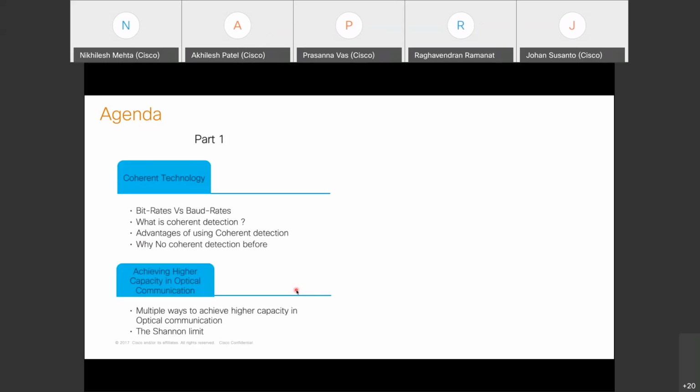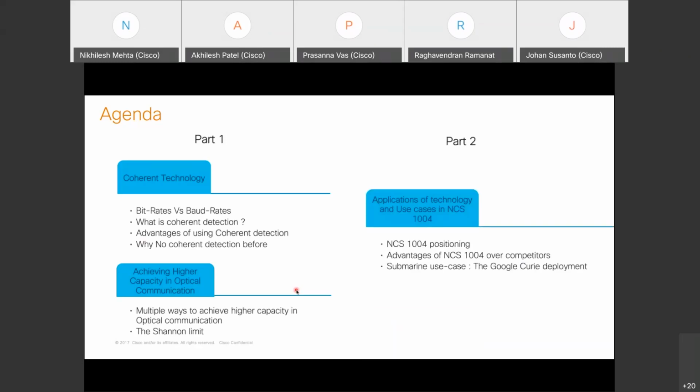In the first part, I will talk about the coherent technology, the basics behind coherent detection, the advantages of using coherent detection, why there was no coherent detection before, and how we can achieve higher capacity in optical communication. And in the second part, I will talk about how we are leveraging these different technologies in our NCS 1K platform, and how we are outperforming our competitors using these platforms. I will also talk about the submarine use case using the NCS 1004.